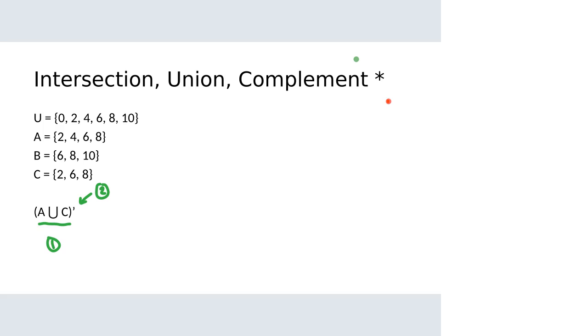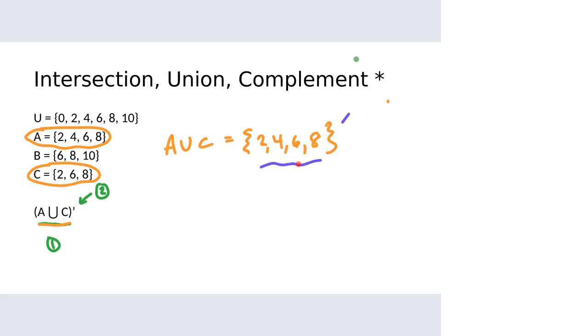All right, the first thing we're supposed to do here is find A union C. So I need to find A joined with C. So A union C is going to be, well, that's 2, 4, 6, 8. And all I did was join those two sets together. Anything in A, I kept it. Anything in C, I kept it. There's A union C. Now I want the complement of that. So what I want to do now is find the complement of this set.